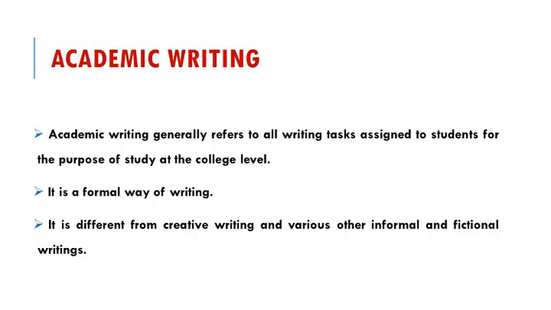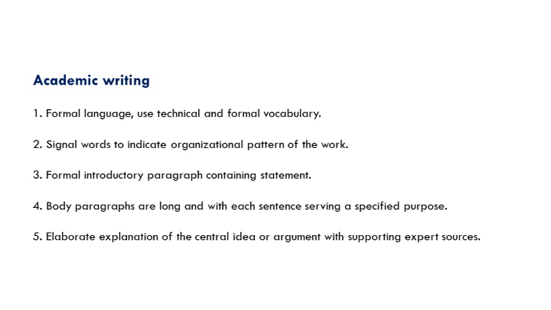Now we have to focus on some important facts regarding academic writing. Basically we have to focus on the differences between academic writing and non-academic writing. First we discuss the definition of academic writing. Academic writing generally refers to all writing tasks assigned to students for the purpose of study at the college level. It is a formal way of writing, and it is different from creative writing and various other informal and fictional writings. Now we focus on some important points regarding academic writing.